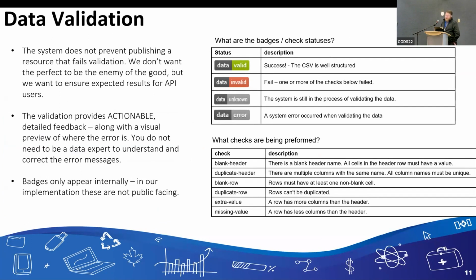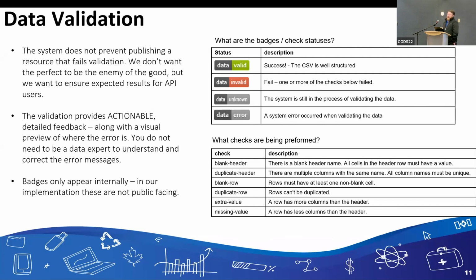There's a couple different badges available. Sometimes it's our bad and we have to give a badge saying, oops, there was an error. But we're doing a few core checks. We're checking to make sure that every column has a header name, making sure that none of those columns have duplicate headers, making sure that there's no blank rows in the data set. We're making sure that there's no duplicate rows in the data set, making sure that no rows in the data have more values than the header, and making sure that none have less.